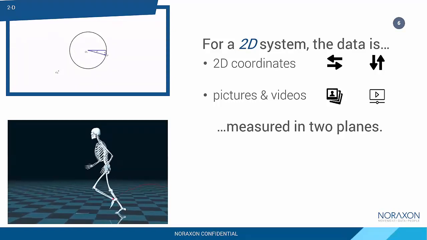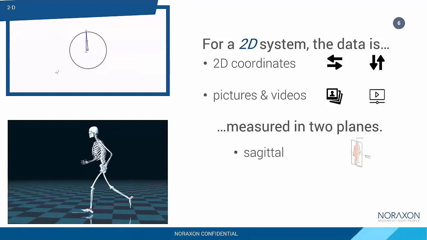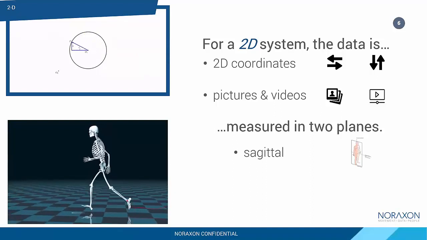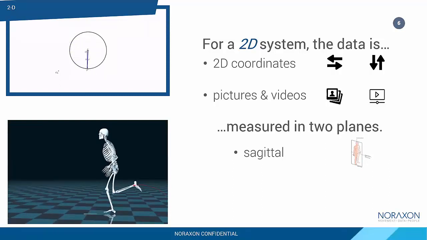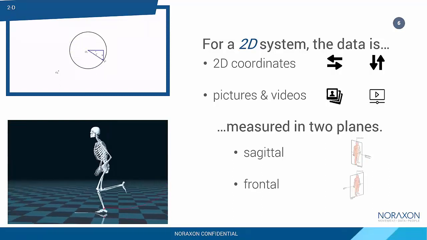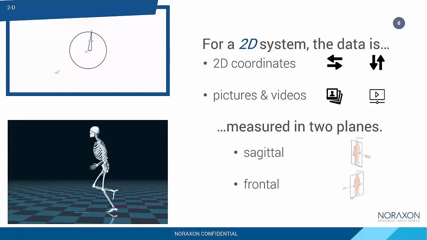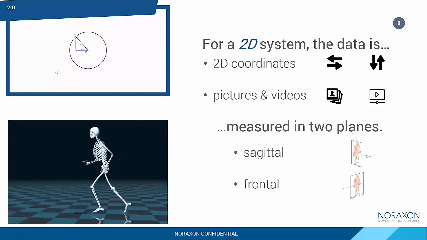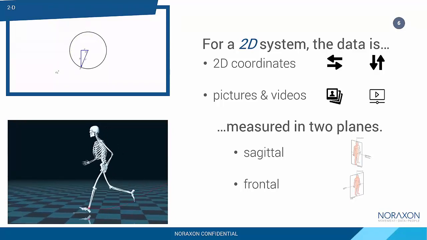Generally, the two planes that these are measured in are going to be, first, the sagittal plane, looking at things like hip flexion, knee flexion, and then also the frontal plane, understanding anatomical data such as hip abduction.